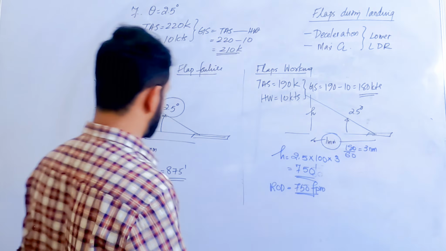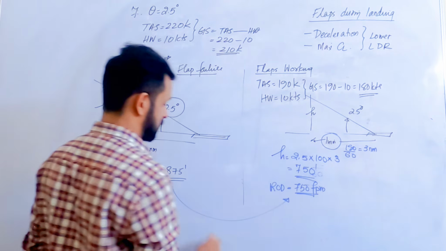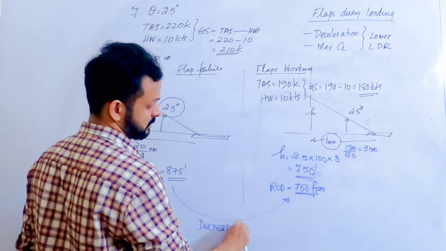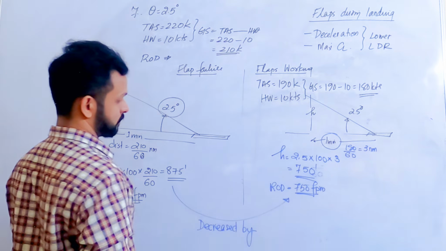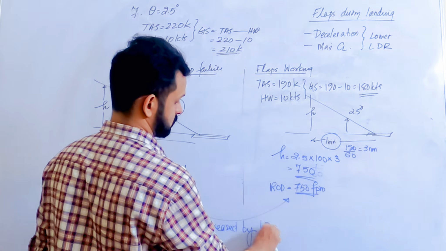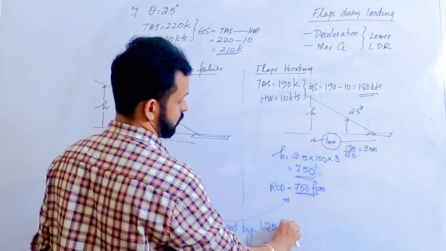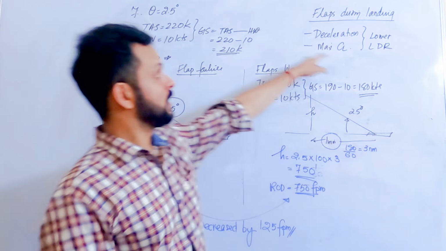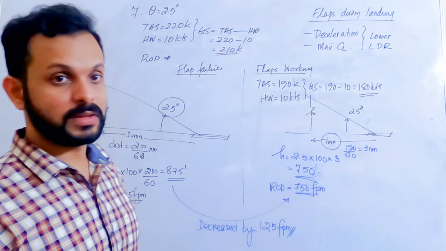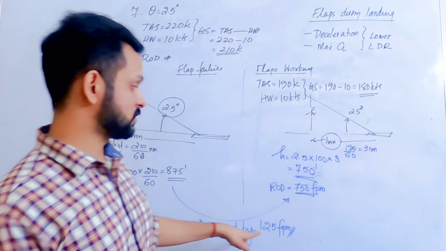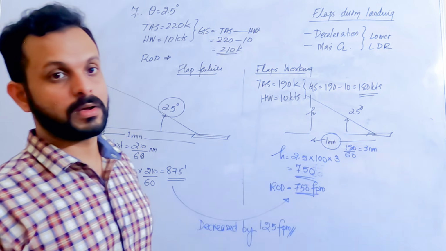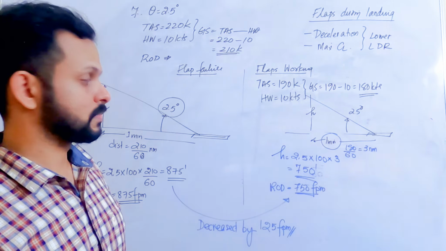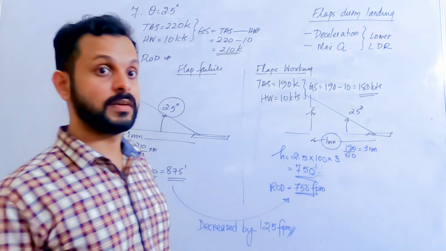So what is the change in ROD here? There is a decrease. It is a reduction. It should be decreased by 125 feet per minute. You see, what is the change in ground speed? It's by 30 knots. A 30 knots reduction in ground speed causes a 125 feet per minute reduction in rate of descent. Can you find the gradient?